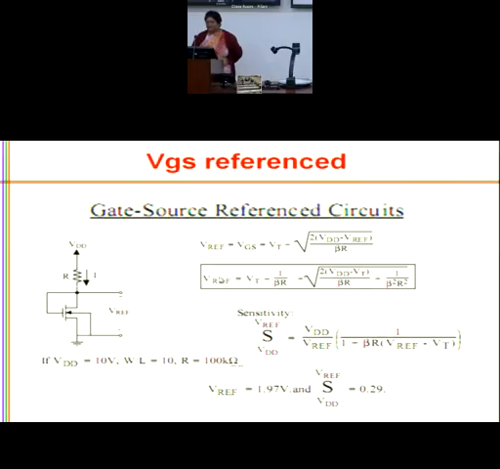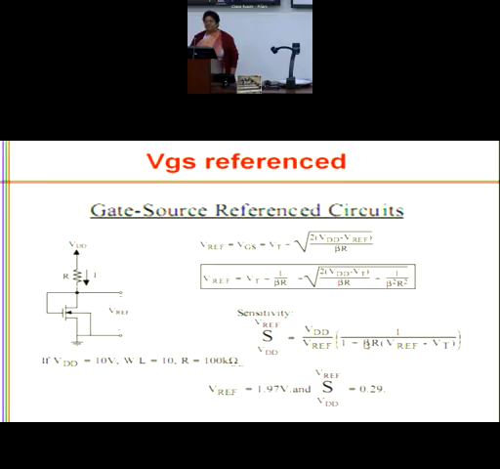So now, if I compute the sensitivity of Vref with respect to VDD, again I go by the definition, VDD by Vref, and differentiation of this expression with respect to VDD, which gives me this. Differentiate. And when I differentiate, suppose I design this circuitry for a certain current such that VDD is 10 volts, W by L is 10, R is 100K. Suppose I have designed this circuitry, so I know the values. So these values I put in over here. I substitute.